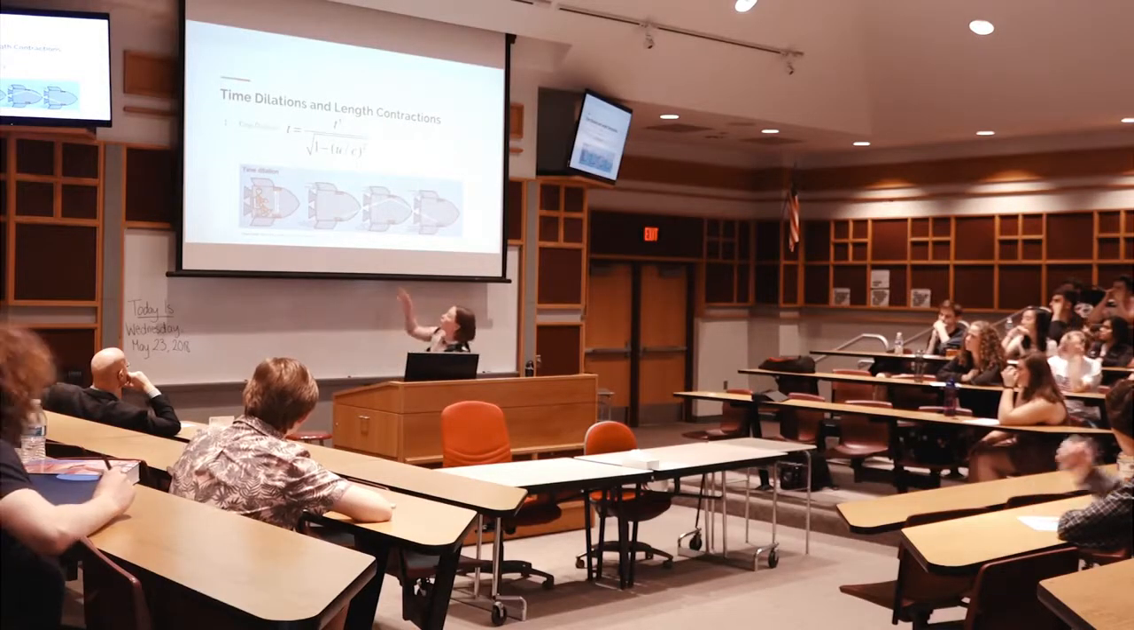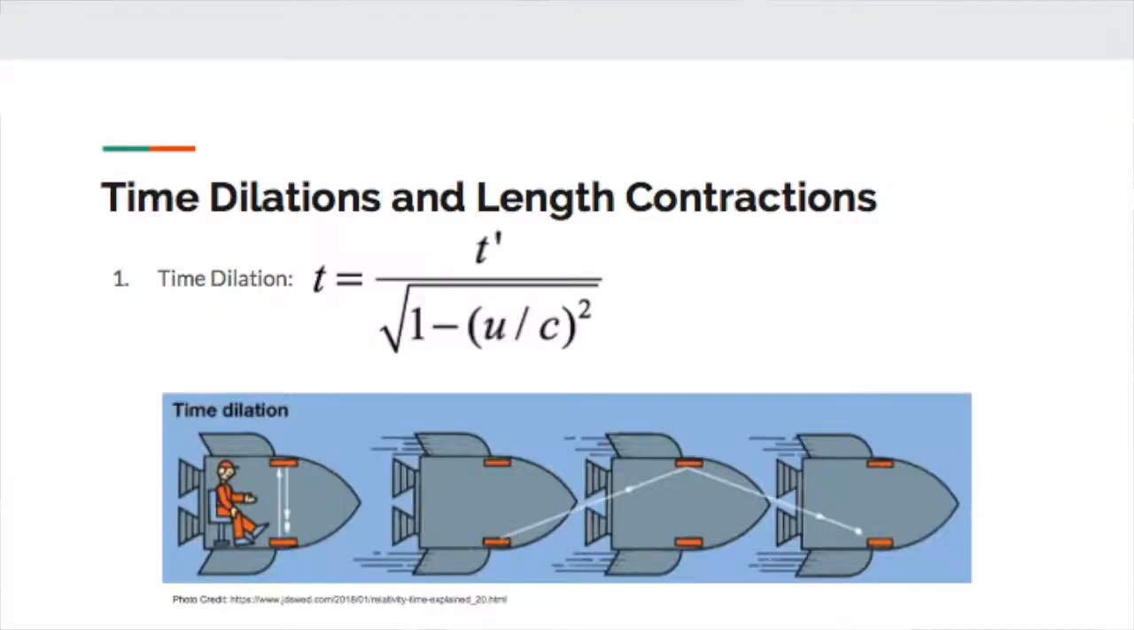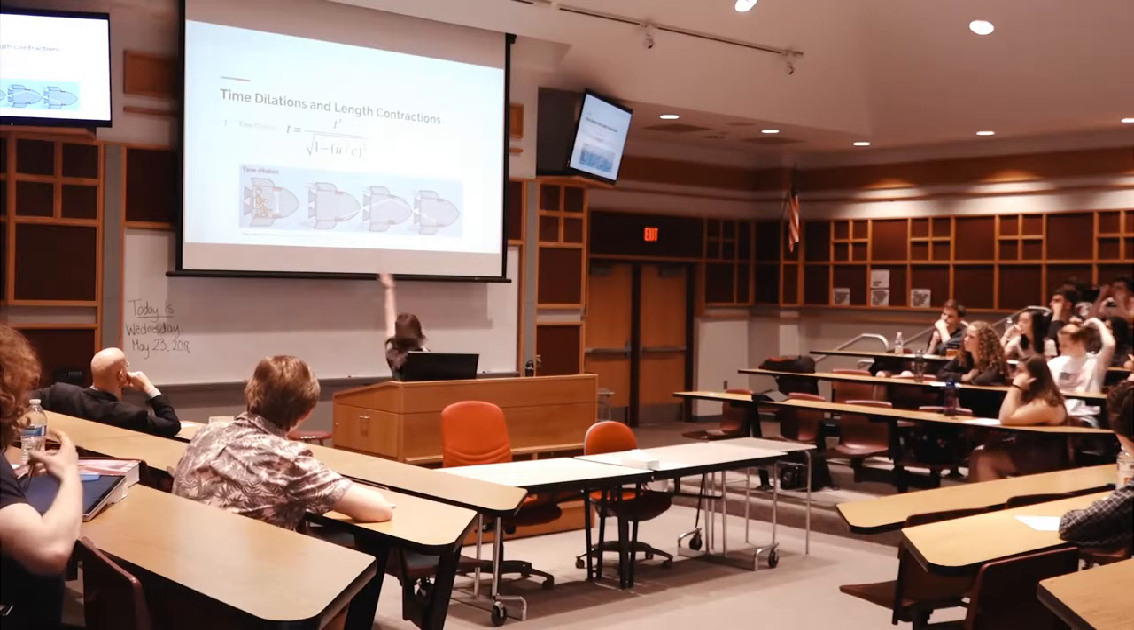But if we're looking at the rocket, we see that the light has to travel a larger distance to reach the top block and then also to reach the bottom block again, which means that for us, their second seems a lot slower than our second does. Now, this is the formula that we would use.